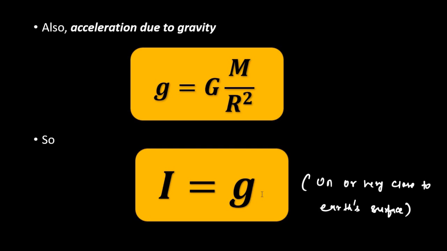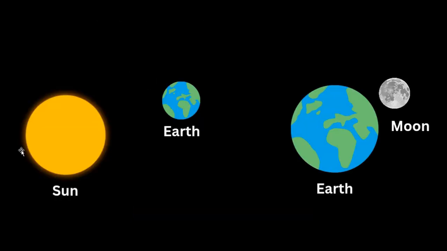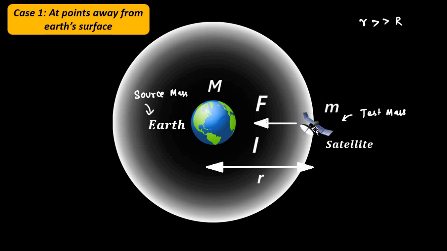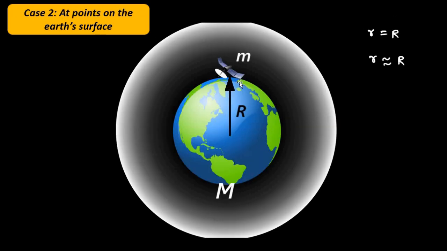Okay, so this is the gravitational field intensity due to Earth, and it plays a huge role in various phenomena such as the movement of Earth around the Sun because of the interaction of the gravitational fields of Sun and Earth, the movement of Moon around the Earth because of the interaction of gravitational fields of Earth and Moon, and also the movement of satellites around the Earth because of the gravitational field of Earth. Okay, so this is the concept of gravitational field intensity of Earth divided into two cases, one for points away from the surface of the Earth and the second for points near or on the surface of the Earth. Okay, so this is the thing.